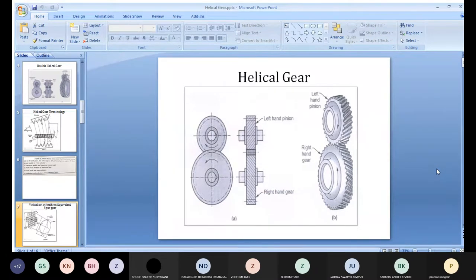Correct? But in case of the helical gear, it will mesh. Why? Because you can see the structure. While meshing the teeth, one tooth of the pinion and one tooth of the gear, it will maintain area of contact. And while maintaining the area of contact, it will properly transmit the motion from one end to another end. That's why area of contact. In case of the spur gear, many times that will be line of contact. Sometimes it will be point of contact. Due to that, the vibrations are created. The contact is not defined properly.